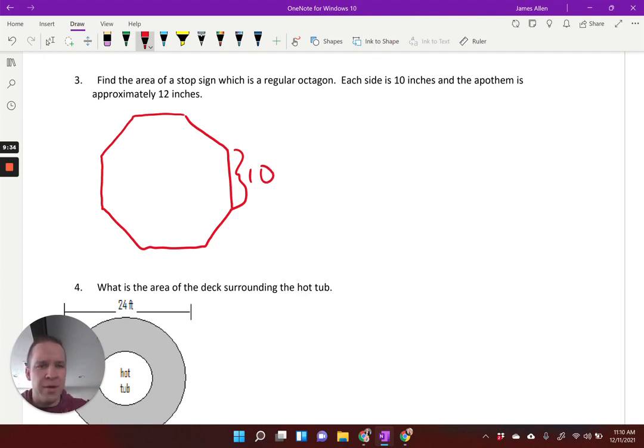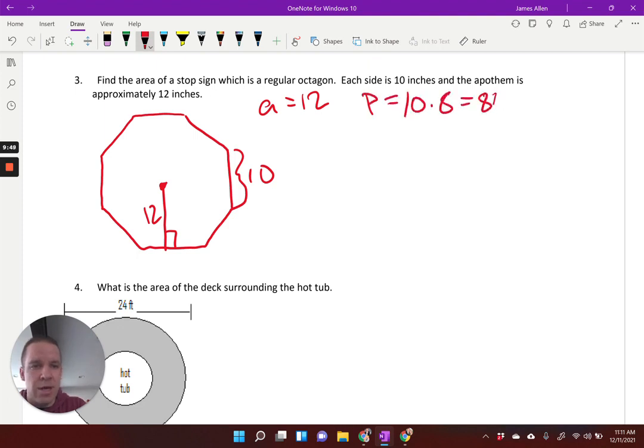Okay. So each side is about 10. And the apothem is approximately 12 inches. Remember, the apothem is from the center, perpendicular to the side. I basically have everything I need here, almost. The apothem is 12. My perimeter is going to be 10 times, there's 8 sides, so 80. So now I have area of the regular polygon is 1/2 times the apothem, which is 12, times my perimeter, which is 80.